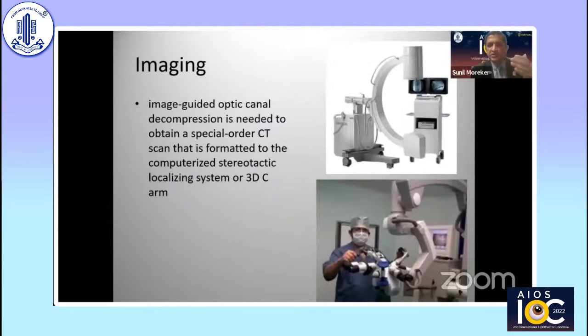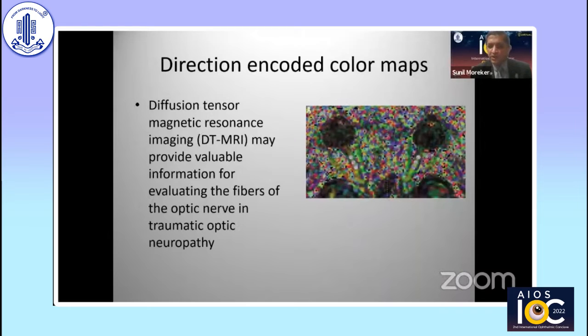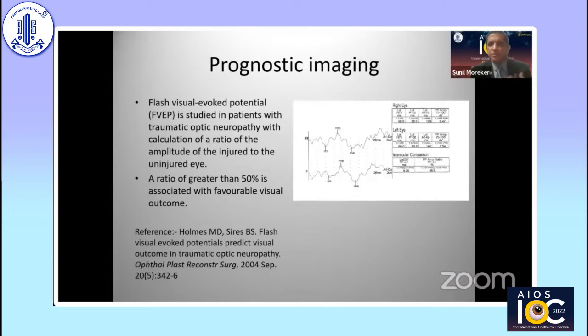In surgery, the role of imaging is that you need an image-guided optic canal decompression when it is needed. You need a special-order CT scan that is formatted to the stereotactic localizing system or the 3D C-arm. We also use color-coded maps. We use prognostic images.